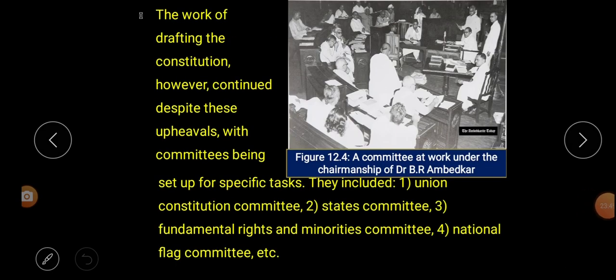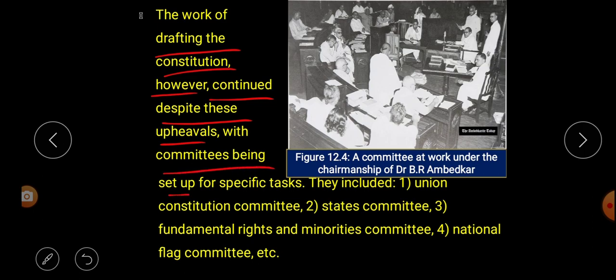Next paragraph. The work of drafting the constitution, however, continued despite these upheavals, with committees being set up for special tasks. That means the work of making the constitution went on even as there was fighting and war within the country. The committees were set up for some specific tasks. And what were the tasks?